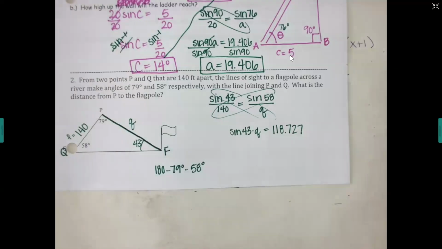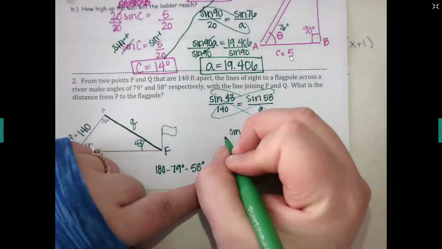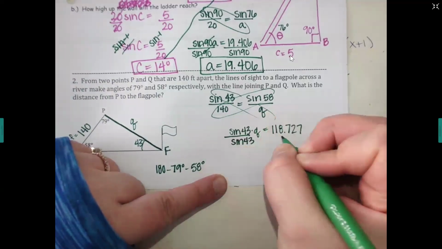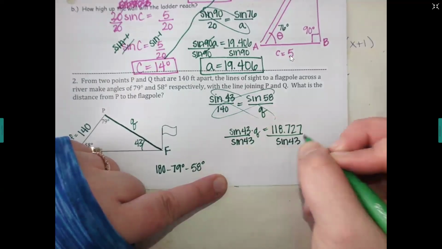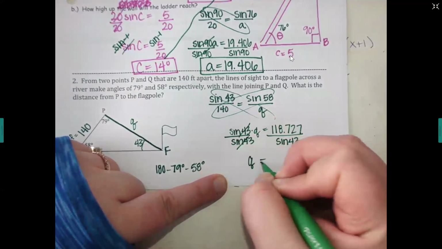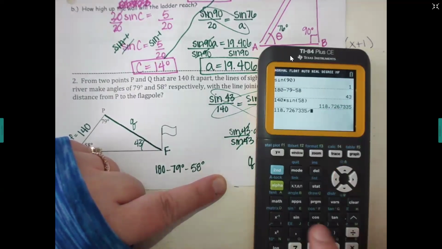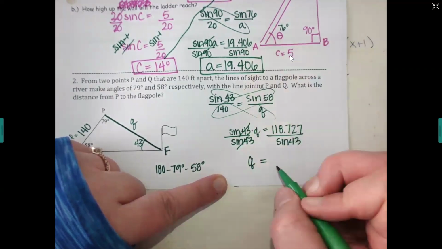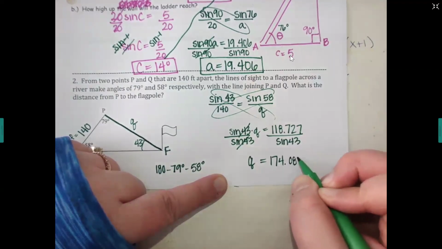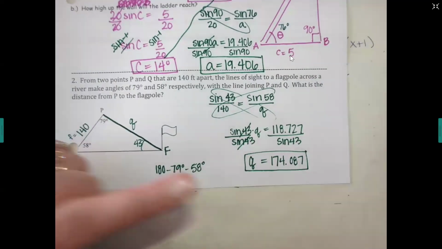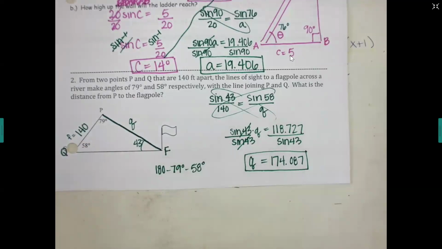And then for my last step, if Q is multiplied by sine 43, to get rid of that, we're going to divide it out of the way. So divide by sine 43 and sine 43. This number divided by sine 43 gives me 174.087. Any questions on that? All right.